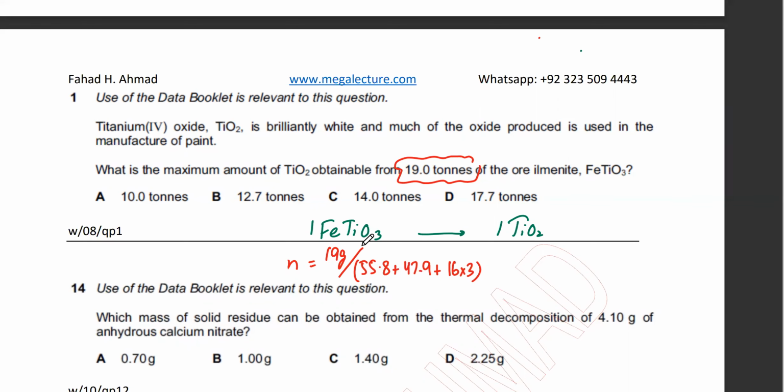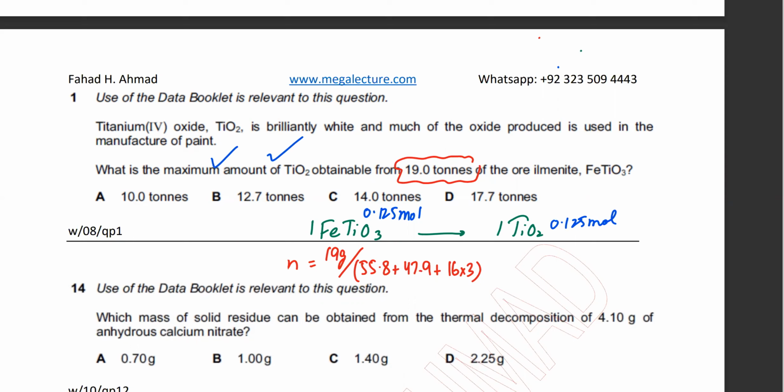The MR is 151.7, right? Yes, sir. What's the overall working? 19 grams, mass divided by MR. So what's the value? 0.125. So you're getting 0.125 moles, and it's 1:1, so this would be 0.125 moles as well. And he was asking for the maximum amount of TiO2.